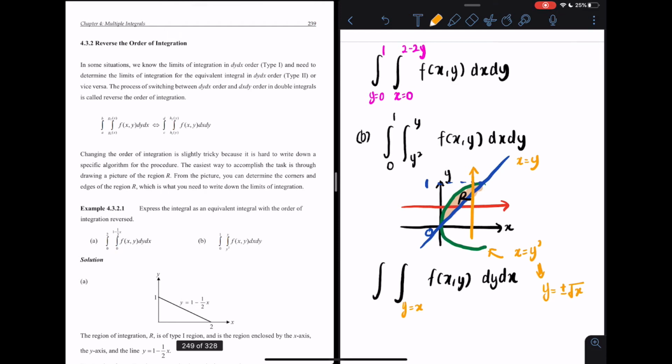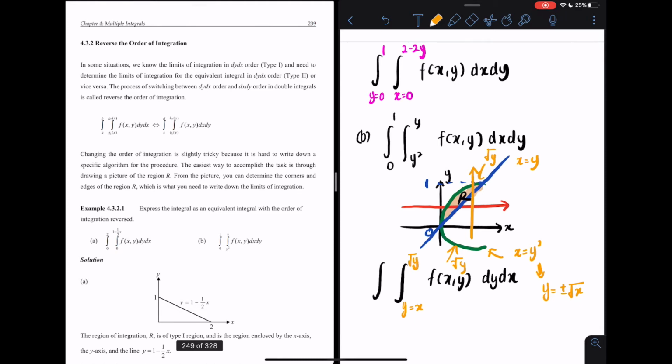If you look carefully, a portion of this parabola lies on the first quadrant, meanwhile the rest of the parabola lies on the fourth quadrant. So according to your logic, the upper part of the parabola should be represented by positive root x, meanwhile this one should be represented by negative root x. We are talking about a portion of the parabola that lies on the first quadrant. Therefore, the best equation to represent the portion of the parabola on the first quadrant is positive root x.